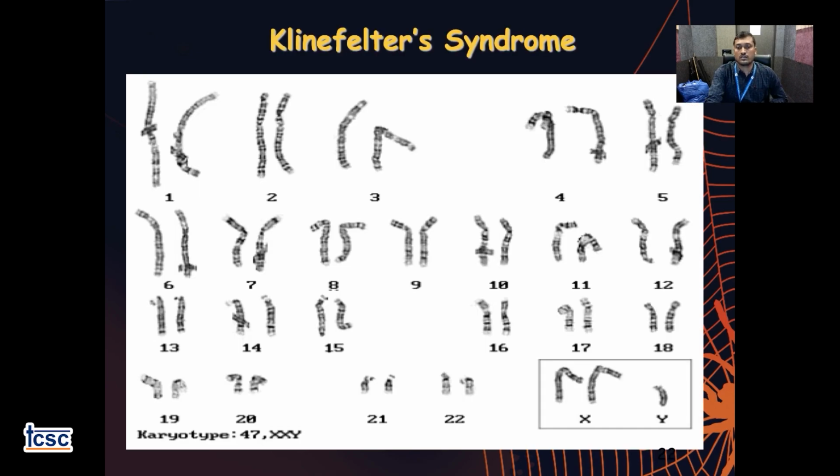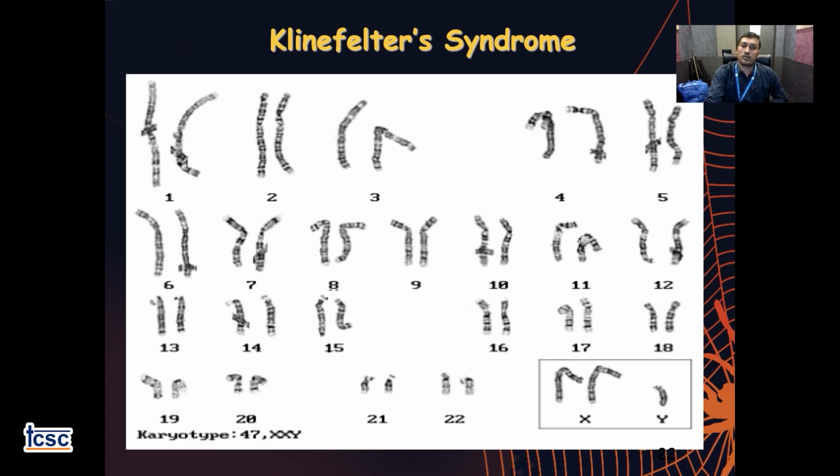Okay, now here you can see the karyograph for male, right? The rest of the things are the same. The 22 autosomes are the same, right? But here you can see XXY, so double X plus Y. This indicates that the individual is suffering from Klinefelter syndrome.